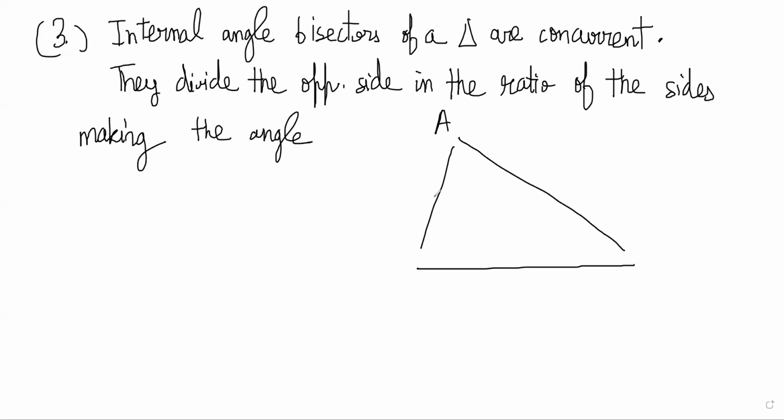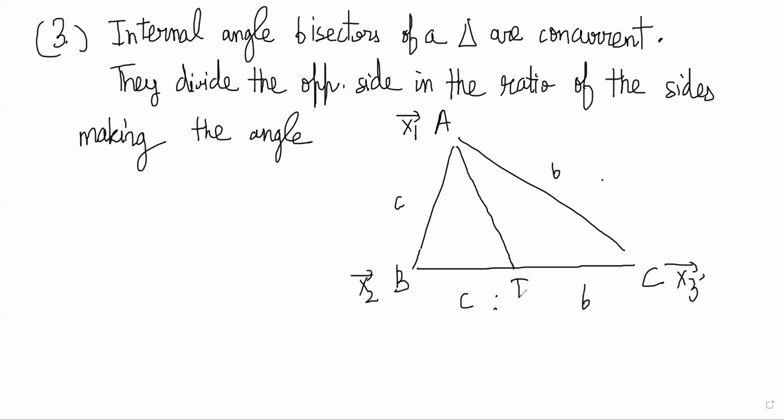Let's say you have A, B, C, and this line is an angle bisector. It divides this side in the ratio of C is to B, if this side is C and this side is B. So what we can do is if the position vectors of the three vertices are x1, x2, x3, the position vector of this point D would be Cx3 plus Bx2 by C plus B. C is a scalar, so C plus B here. This is the position vector of D.